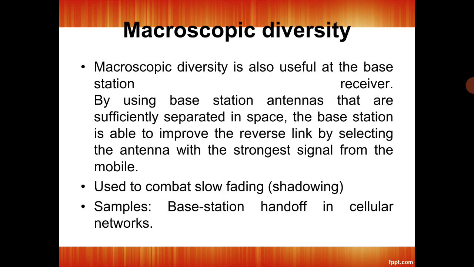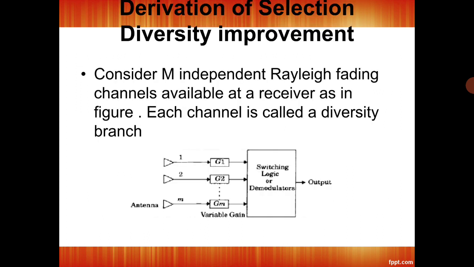Macroscopic diversity is also useful in the base station receiver. By using base station antennas that are sufficiently separated in space, the base station is able to improve the reverse link by selecting the antenna with the strong signal from the mobile, used to combat slow fading. Examples are base stations in cellular networks. Derivation of selection diversity improvement: here we have switching demodulators with gains G1, G2, G3 and amplifier buffers 1, 2, 3.